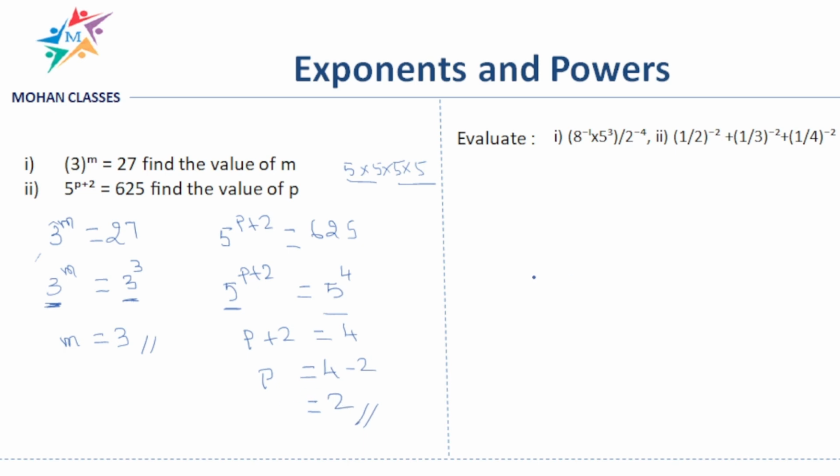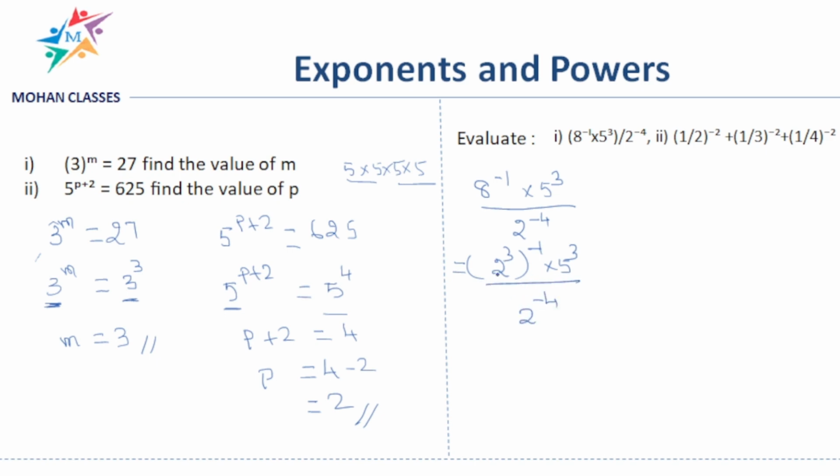Understand? Now, here evaluate 8 to the power of minus 1 into 5 to the power of 3, whole divided by 2 to the power of minus 4. How to do that? Let us write the question. 8 to the power of minus 1 into 5 cubed divided by 2 to the power of minus 4. So that is equal to, I am going to write 8 in the form of 2 cubed, to the power of minus 1, into 5 to the power of 3, over 2 to the power of minus 4.